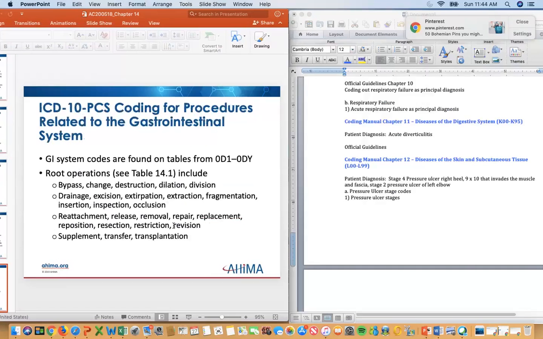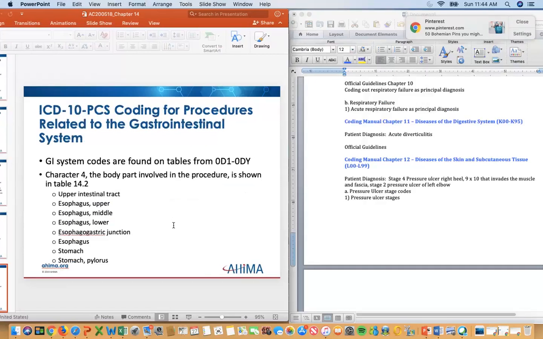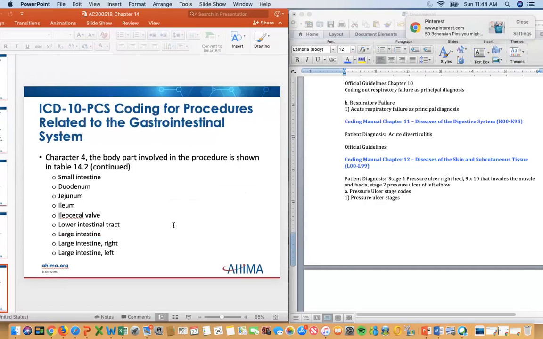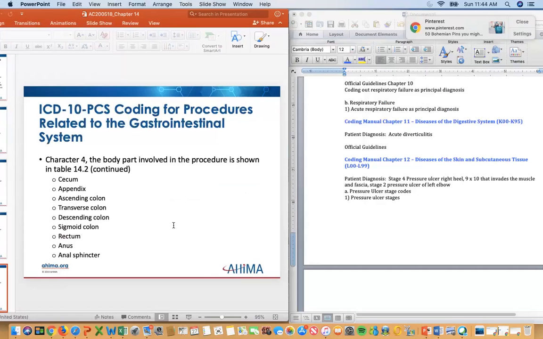if it's coming in as elective? Then we hit the procedures related to the gastrointestinal system. You'll have bypass, drainage, reattachment, supplement, etc. So refresh your mind in terms of the ICD-10-PCS coding and your body parts, obviously. Always important to put all that together.